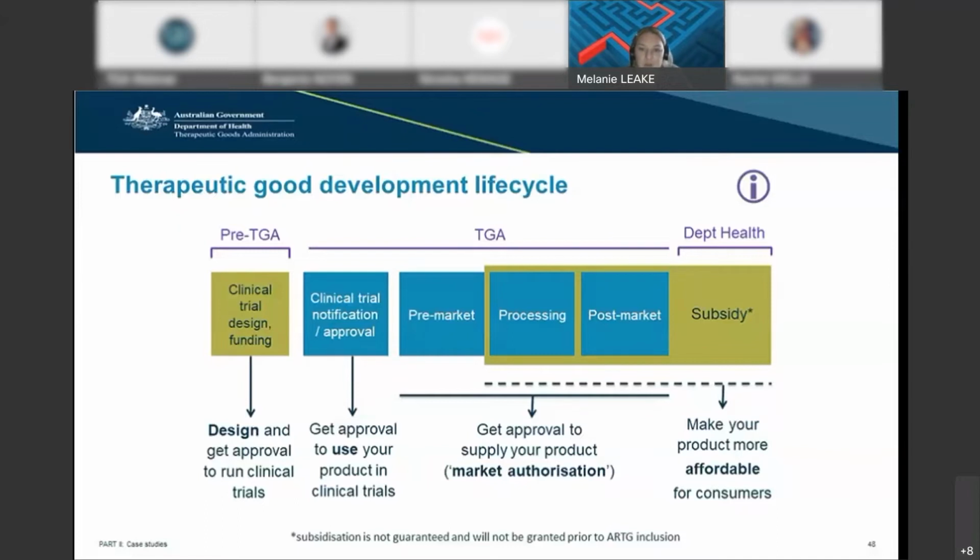Post-market stage is where you report adverse events and safety issues or issues with manufacturing or ingredients. You conduct ongoing safety monitoring activities and develop periodic safety reports and risk management plans if applicable. This is where you need to comply with any conditions of registration or inclusion in the ARTG and ensure ongoing fees and charges are paid. Remember that TGA approval does not mean that your product will be subsidised.